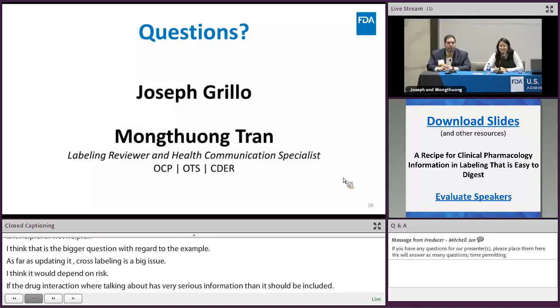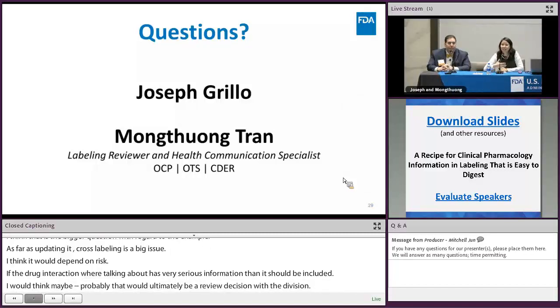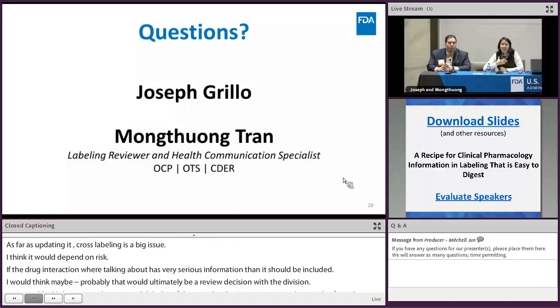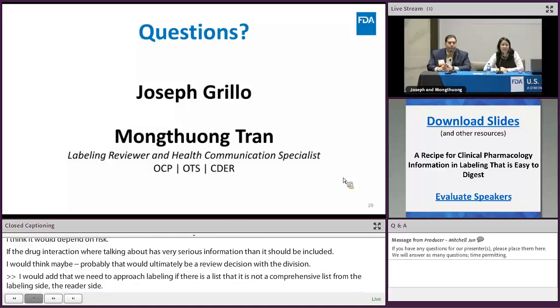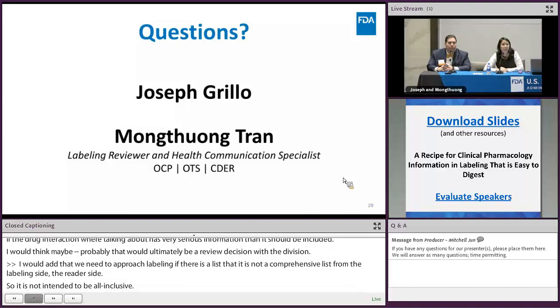I would just add that we need to approach labeling as if there is a list that is not a comprehensive list, both from a labeling side and from a reader side. It's not intended to be all-inclusive, so that should not be the assumption when a physician is trying to read and interpret labeling.